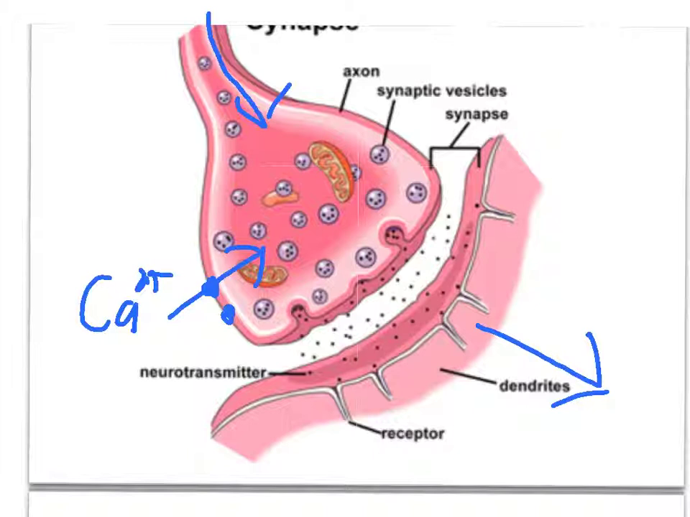When these calcium ions go in, they're going to stimulate these vesicles with the neurotransmitter in them. Those vesicles are going to move to the surface, and the neurotransmitter is going to be released across this synapse, or this gap just here. When they reach the other side, these neurotransmitter molecules will bind with specific proteins, receptor proteins, that match their shape.